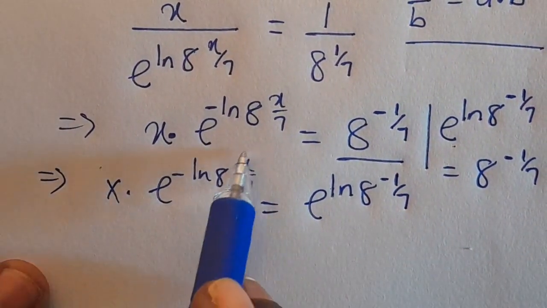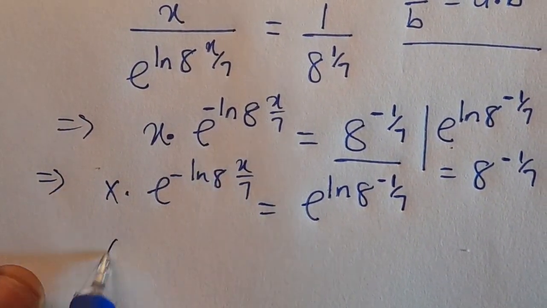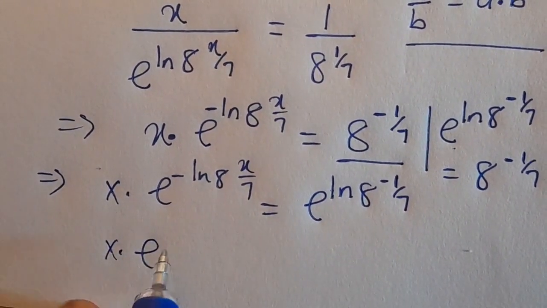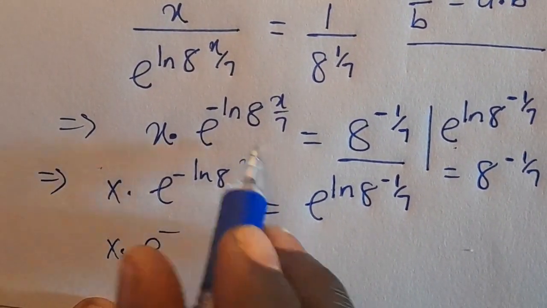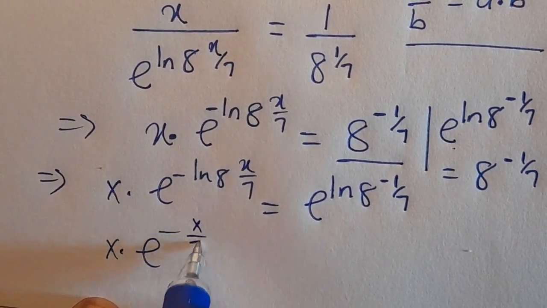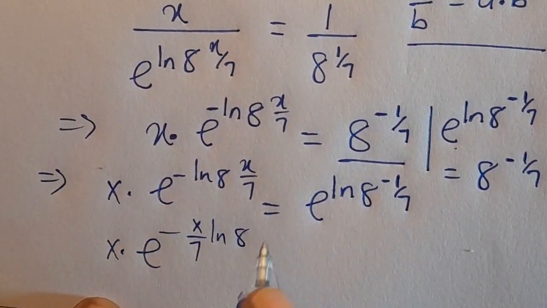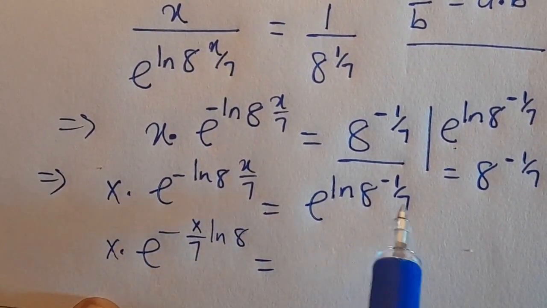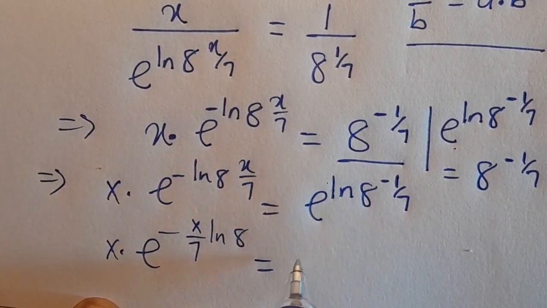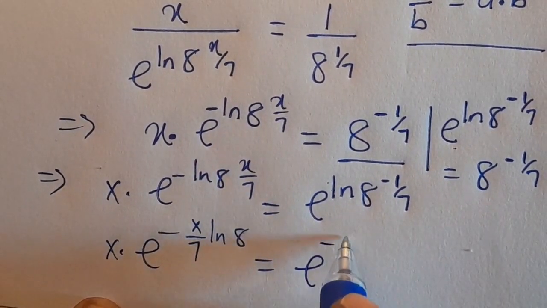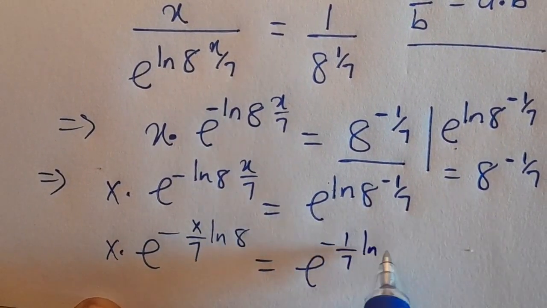And according to the law of natural log, this one will come here, we have x times e to the power of minus, when this one comes here, we have it to be minus 6 divided by 7, then ln 8 equals, this one will also come here, we have it to be e to the power of minus 1 divided by 7 ln 8.